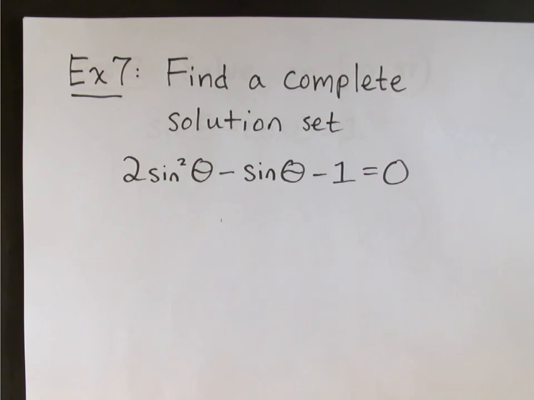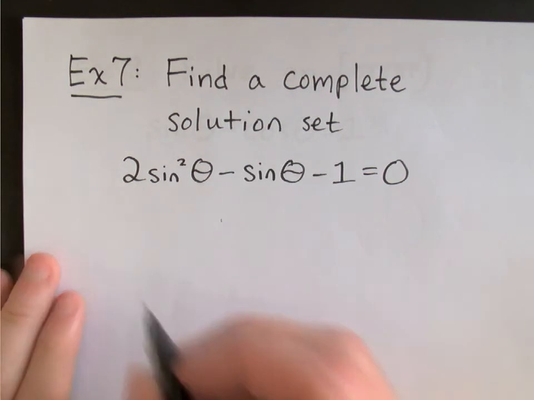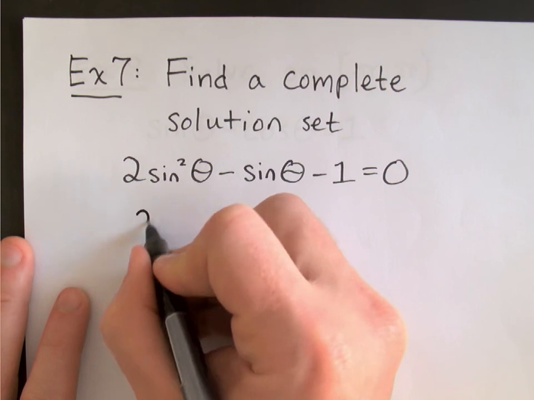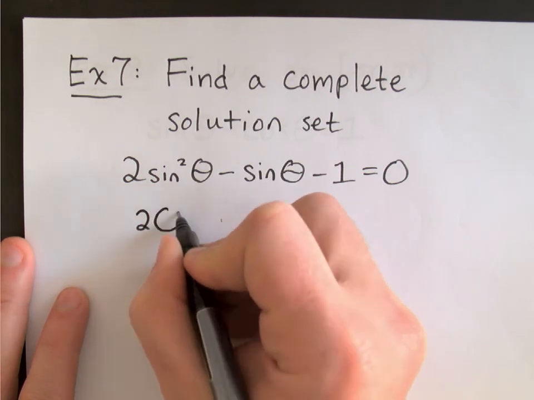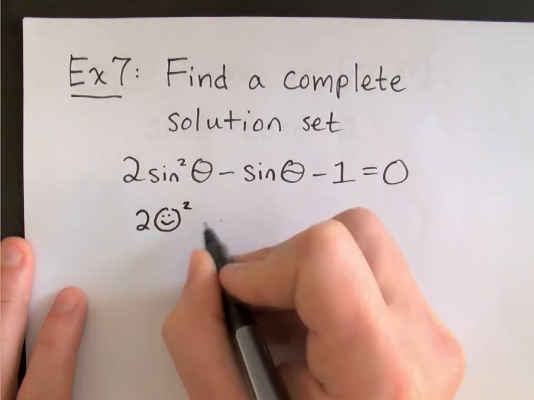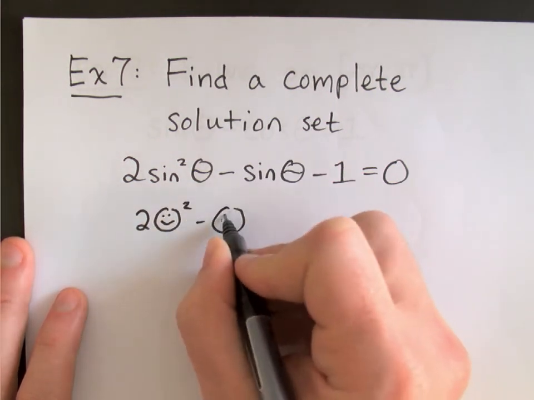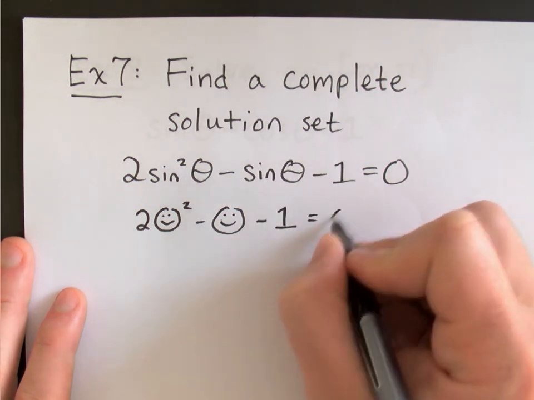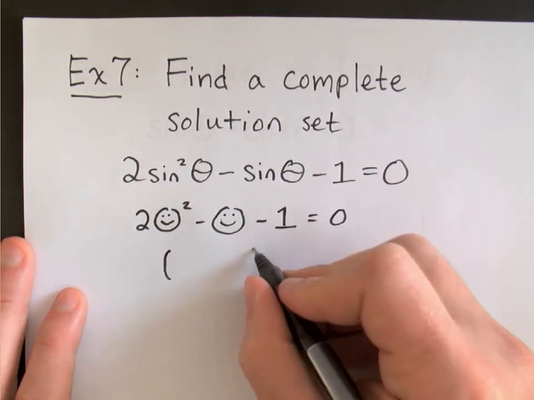Example 7. This one asks for a complete solution set. So this doesn't want just solutions on 0 to 2 pi or 0 to 4 pi, but we actually want every solution there is. So this looks like a quadratic form. If I use a smiley face, you can see exactly what you're looking at here. 2 smiley squared minus smiley minus 1 equals 0. I think that's going to factor.